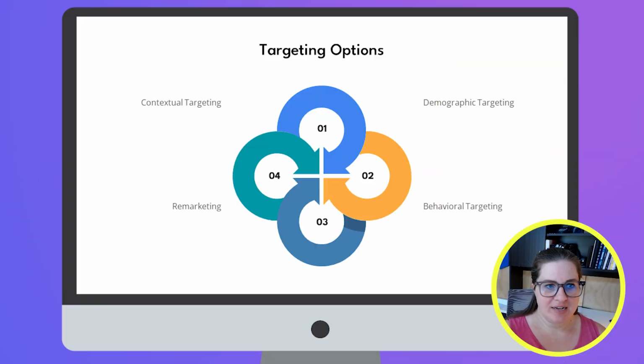With display advertising, you can target different ways, whether it's demographic or behavioral or contextual. So like I said, contextual could be the Weather Network, behavioral could be somebody who's in the market for automobiles, but you can also do remarketing. So that's anybody who has visited your website.